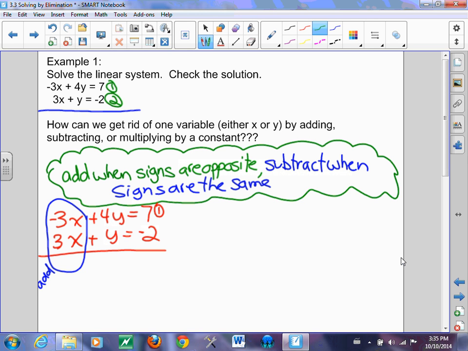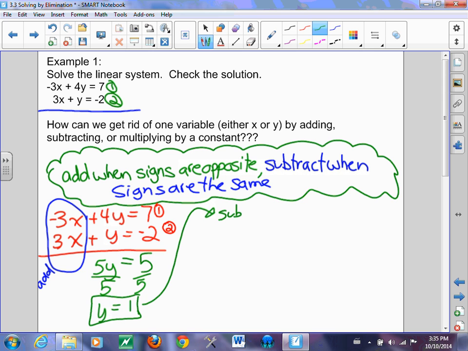So negative 3x plus 3x is 0x. I don't write anything down. I do the same for the rest of the system. So 4y plus 1y is 5y equals my second equation. I forgot to label it. Now we add all the constants: 7 plus negative 2 is 5. Notice we have one variable and it's easy to solve, so we divide both sides by 5, so y equals 1.